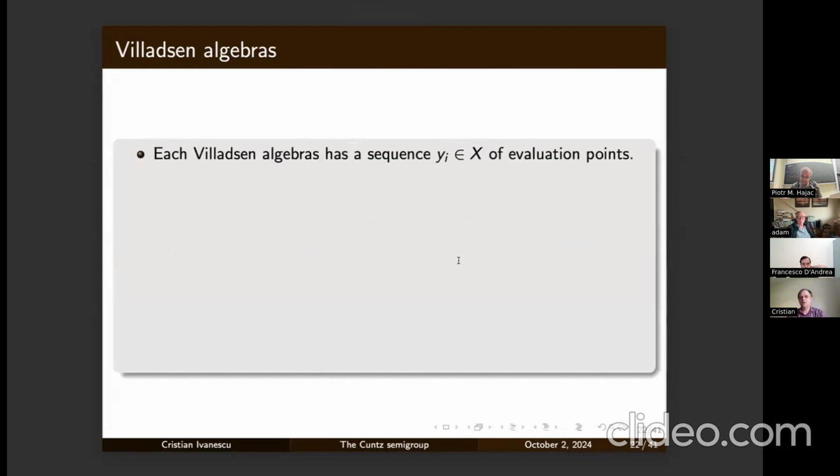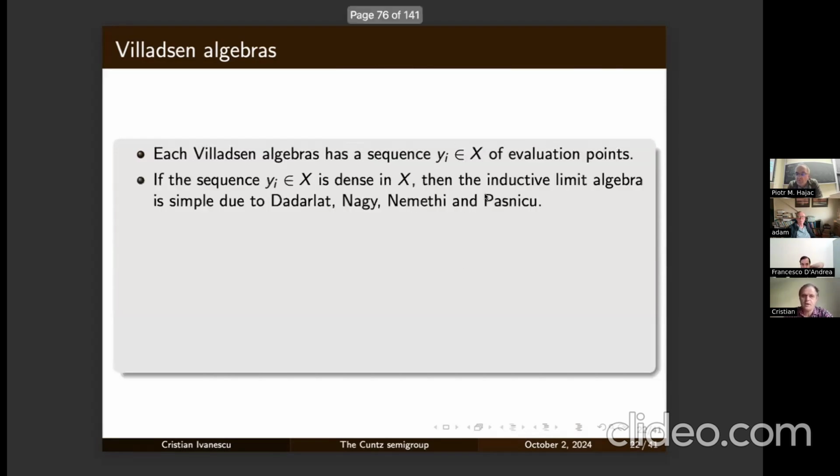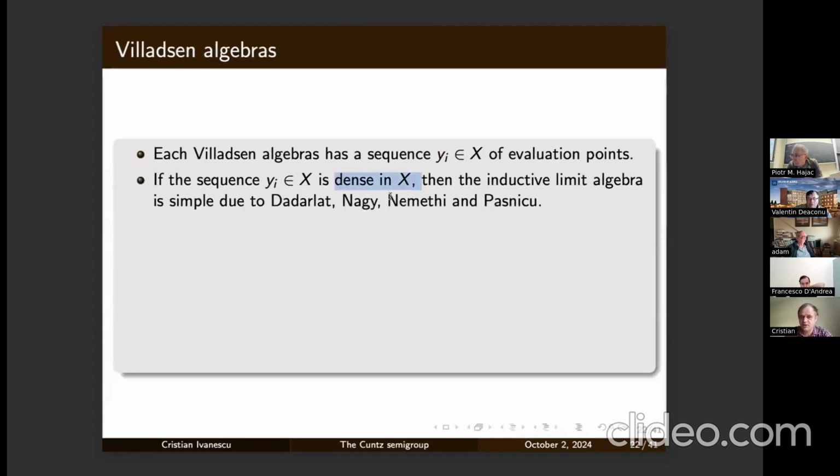Okay, so what we learn from here is that each Villadsen algebra comes with a sequence of evaluation points. And if the sequence is dense in the base space, then thanks to a result of Dadarlat, Nagy, Némethi, and Pasnicu, we know that the inductive limit is a simple C*-algebra. And that is something that we want when we construct these algebras.